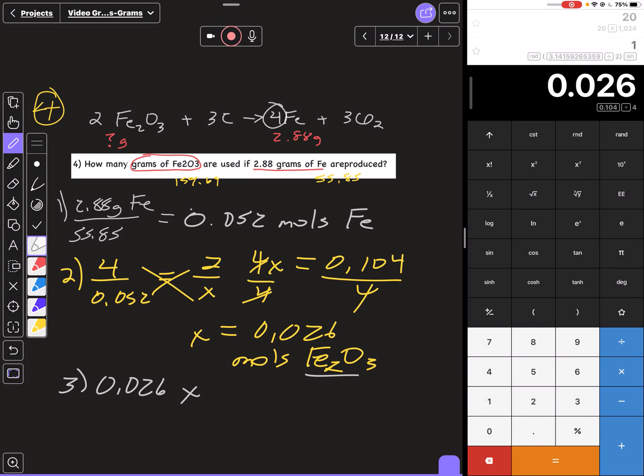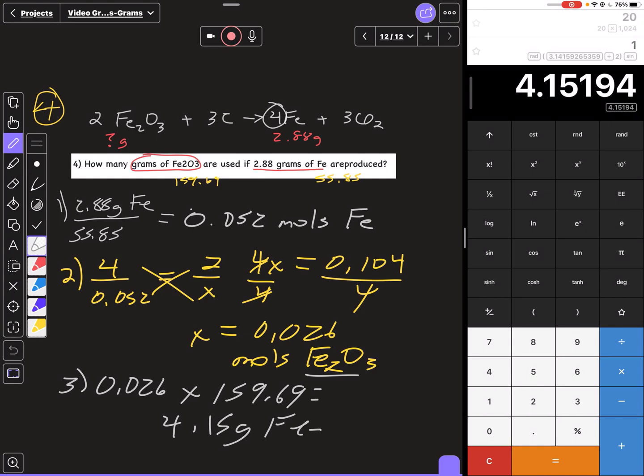If you add up the individual masses for Fe2O3 and find the molar mass, you will get that it is 159.69. So my answer ends up being 4.15 grams of Fe2O3. So what it's saying is if I had 2.88 grams of Fe produced, how many grams of Fe2O3 reacted to get that? 4.15.